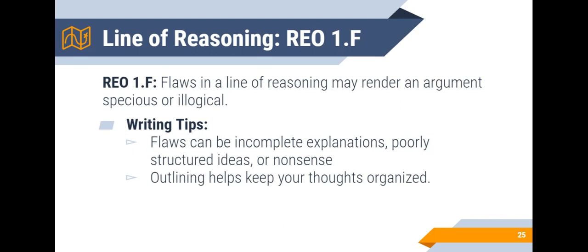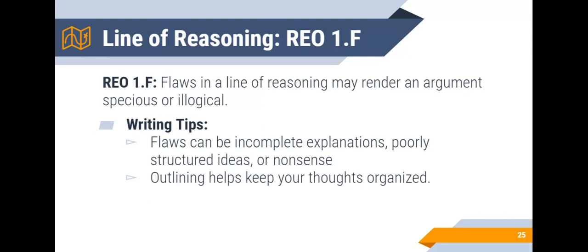Now, 1.F, this talks about flaws in the line of reasoning may render an argument specious or illogical. Flaws can be an incomplete explanation. A flaw can be a poorly structured idea. Flaws can also just be pure nonsense. This is, again, where outlining comes in. If you have not logically laid out when you want to introduce information, you just know what's there, and you start kind of pushing it and shoving it into your writing, well, then there might not be a clear line of reasoning. This flaw could just be an incomplete explanation.